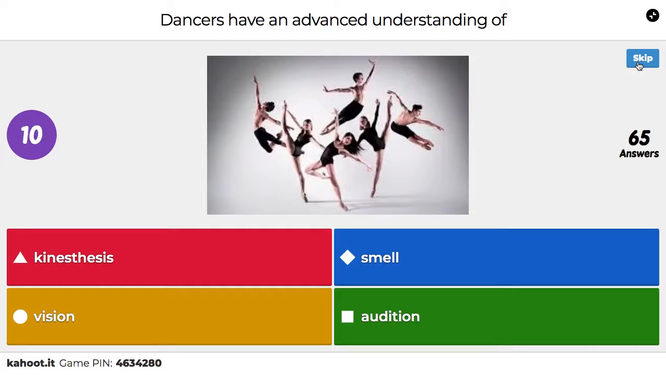How do you say that word? Kinesthesis. What is it?